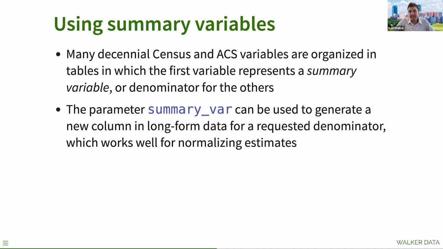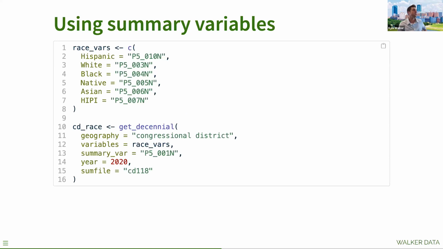So I can say calculate a percentage. There's a parameter in get_decennial called summary_var, which is designed to make this easier for you. If you specify a summary_var, it'll generate a new column that represents the denominator for the numerators in your value column. I want to show you how this works. It works really well for normalizing estimates.